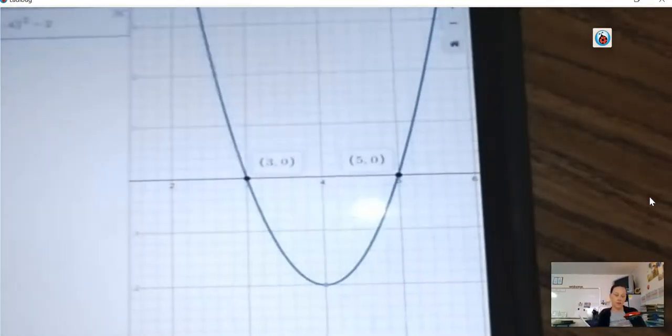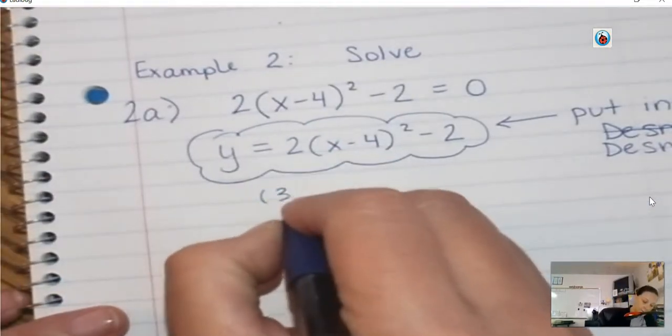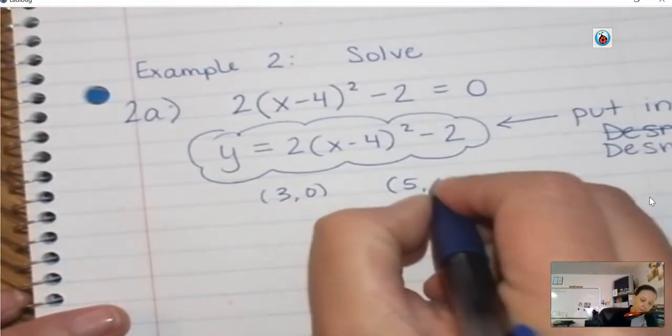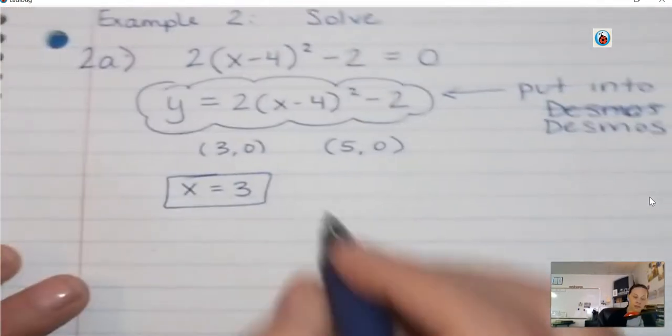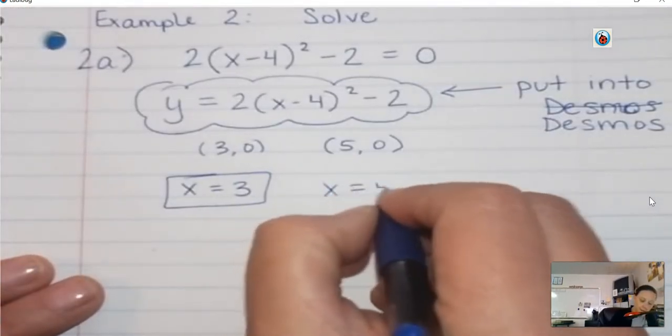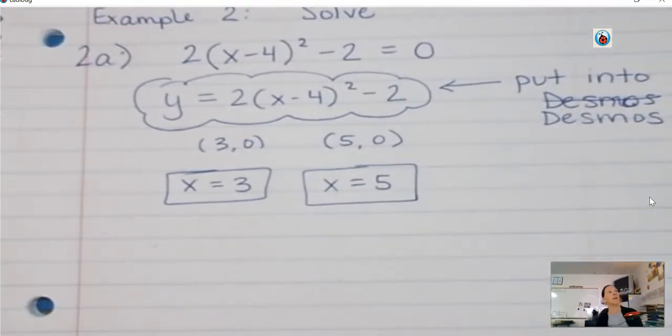So if those solutions are 3, 0, and 5, 0, then the way we write the answer is x equals 3 is one of the solutions, and x equals 5. So 3 and 5 are the solutions.